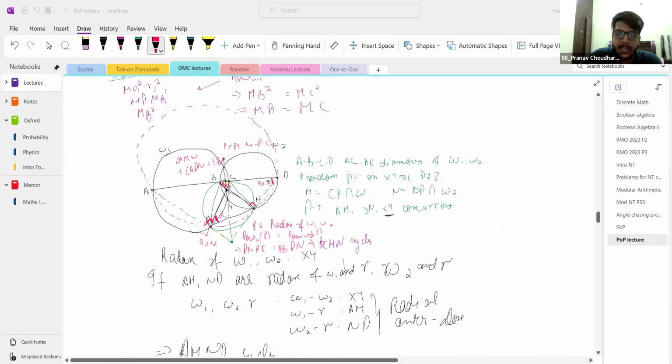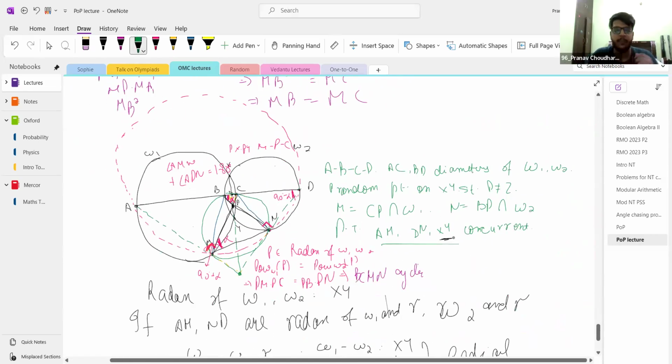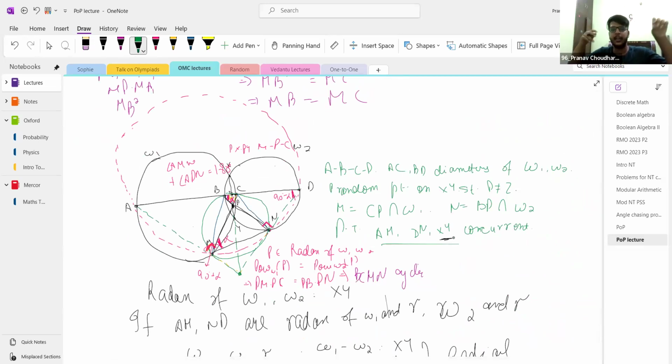So the idea is you see that these three lines are there. First, it's very symmetric in A and D, right? And you already have one radical axis involving the concurrency. And we see that radical center is a very nice way of proving concurrency. So I'm like, okay, if I can find some circle which has AM and ND as the other two radical axes, then I'm done. Which means I just need to prove AMND is cyclic.